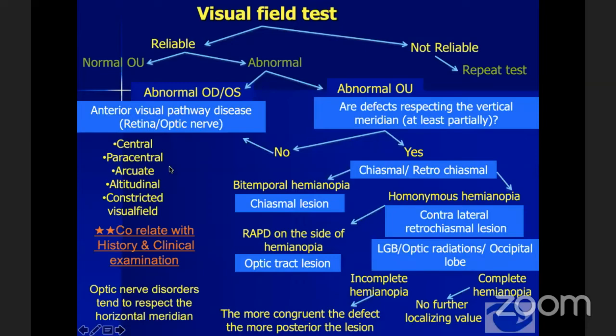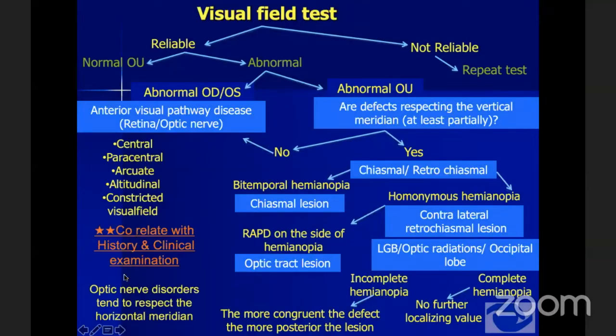So in a reliable perimetric printout, if it is abnormal in both eyes and it is respecting the vertical meridian, what we are looking at is a neurocause, a chiasmal or a retrochiasmal lesion. Whereas if it is a field defect, which is because of an anterior visual pathway disease, be it a retinal disorder or an optic nerve disorder, the type of visual field defect that you would get is either a central, paracentral, arcuate or altitudinal scotoma, or a generalized constricted visual field.